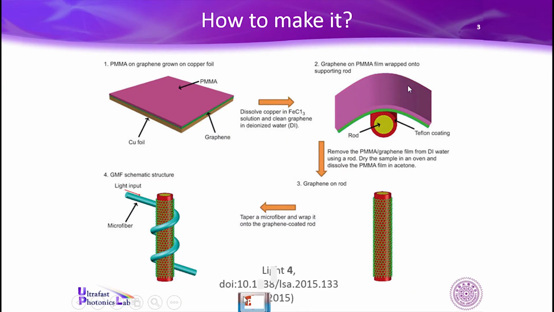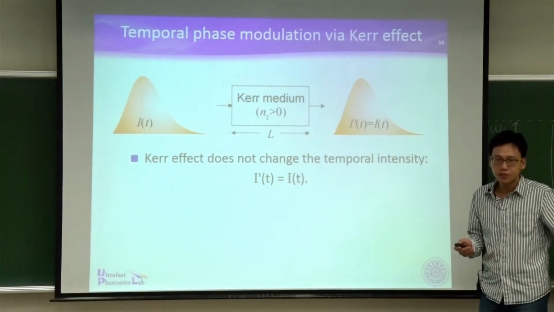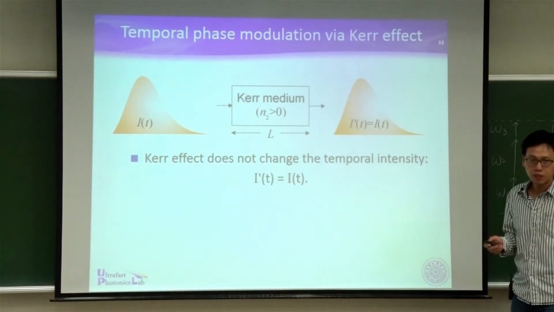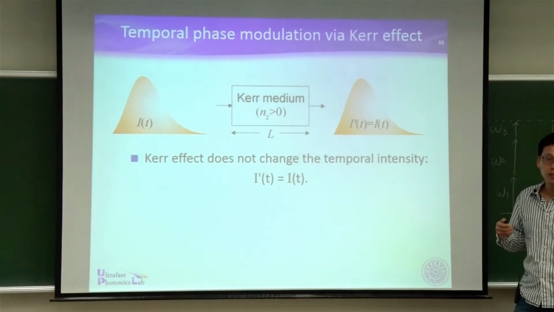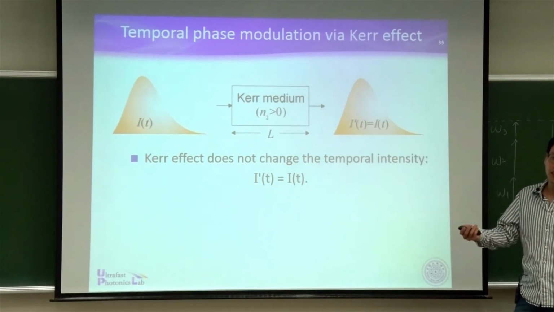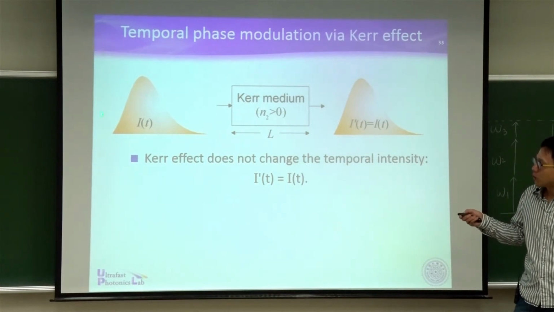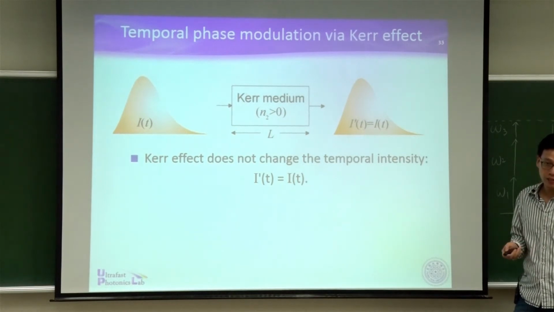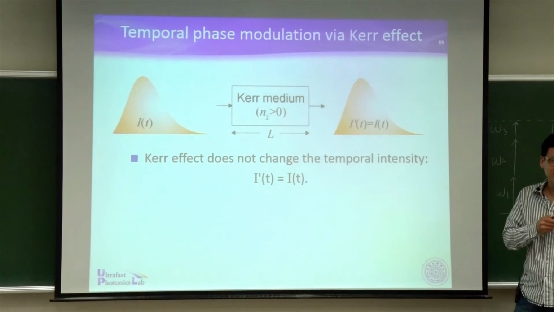Great. Let's go back to self-phase modulation. Let's consider a Kerr medium with positive n2. Basically, all materials have a positive n2 coefficient. That means the stronger the light intensity, the bigger the index. If I have an input pulse like this, the orange one showing light intensity as a function of time, what happens at the output?